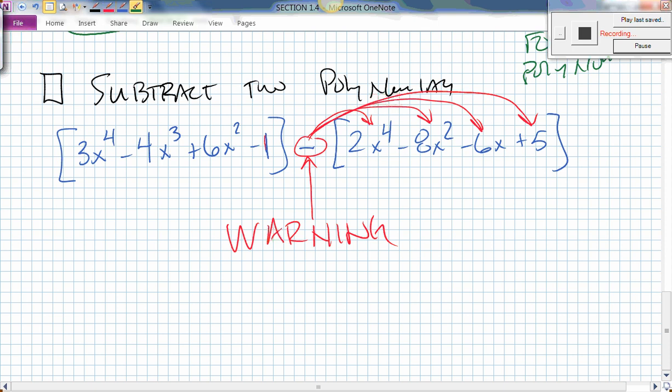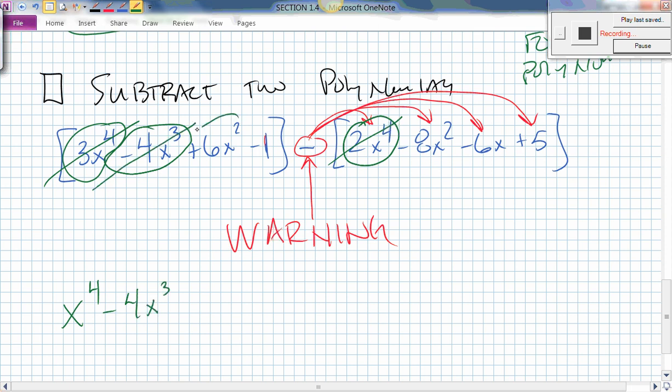Let's start with the highest degree exponent. Those look like a 4th degree to me, right? So let's write down 3x to the 4th. Oh, wait, there's more, huh? Well, this one over here. 3x to the 4th minus 2x to the 4th. How much is that? 1x to the 4th. Good. Cross it off. Let's go to the thirds. 3rd degree. I have a -4x cubed, and that's all that I see. So I'll write that down.